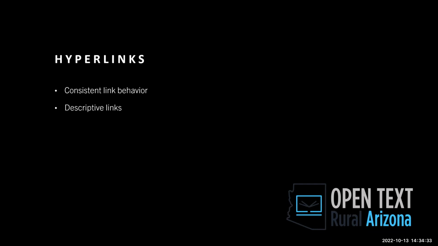However, in order to do that well in a way that can be accessible, there are two basic principles that we have to follow. Number one, we have to make sure that we are designing with consistent link behavior in mind, and we'll talk about in a moment what that means. And then we also have to use descriptive links, and we can go quickly through that because we've kind of already talked about it in some ways.